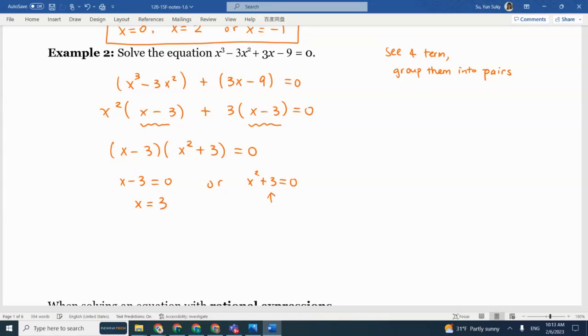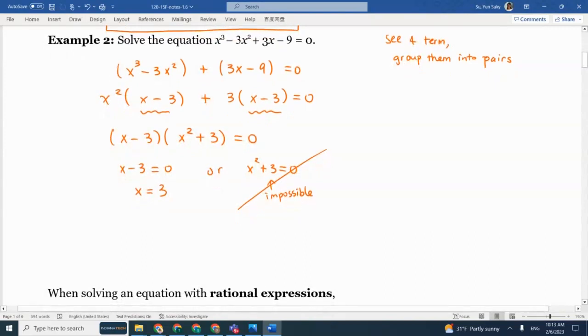3. And then this one, because x squared is always greater or equal to 0, your left-hand side is always greater or equal to 3. So it won't be 0. Therefore, this one is impossible. So we don't look at it. Is that okay, everybody? So here we only have one solution. All right, that is example 2.